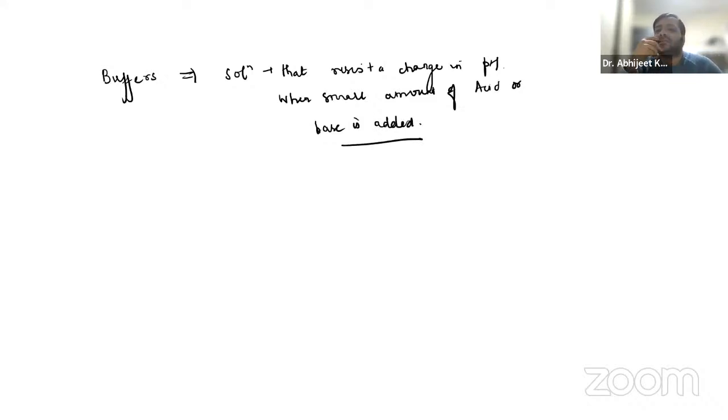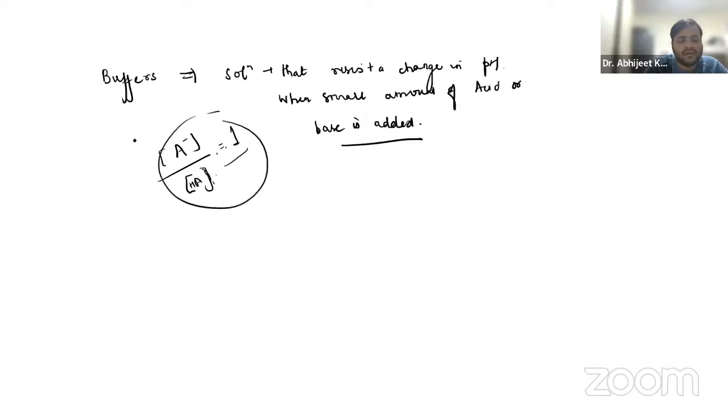So it resists a change in pH when a small amount of acid or base is added, right? Now this is achieved when the ratio of the conjugate base, you already know the conjugate base, that is A minus, to HA, the acid, is closer to 1. So basically, it maintains a stable ratio.